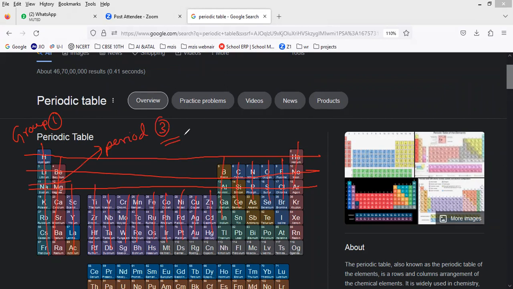So if you know the electronic configuration, we can locate the position of the element. Is it okay, everybody? Others understood or not? So totally how many periods? You can check it. 1, 2, 3, 4, 5, 6, 7. Don't consider these two. These two will come here only. You will study that in higher class.